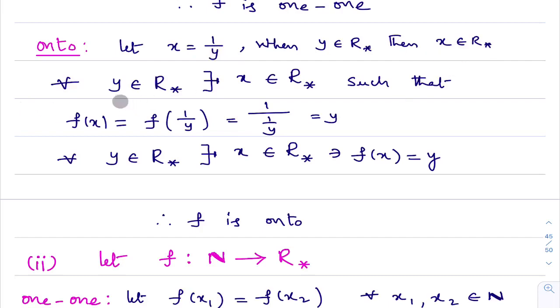Now I am taking one non-zero real number y in the codomain. There exists x in the domain such that f of x equal to y. What is the definition of an onto function? Last class you saw about onto functions. While explaining, I said: for every y belongs to the codomain, there exists x belongs to the domain set such that f of x equal to y.